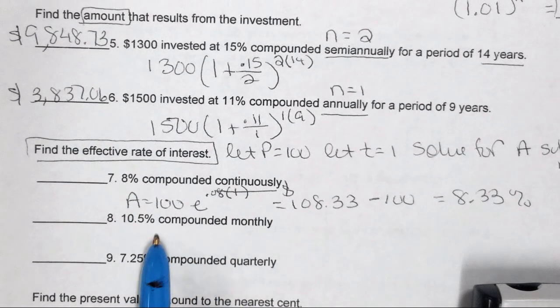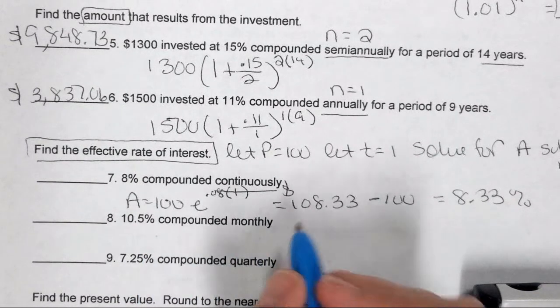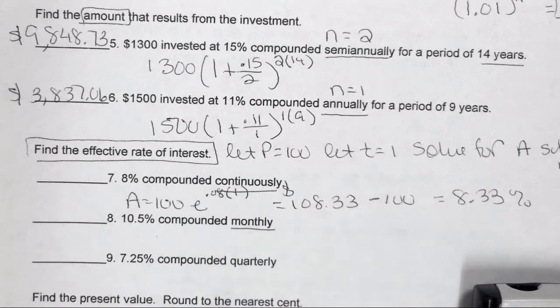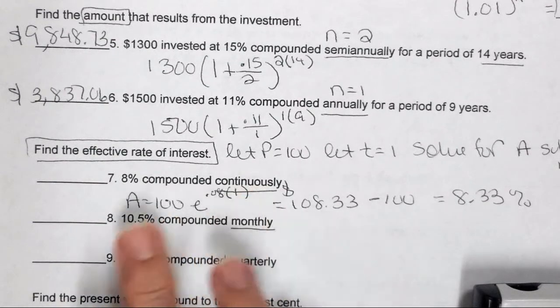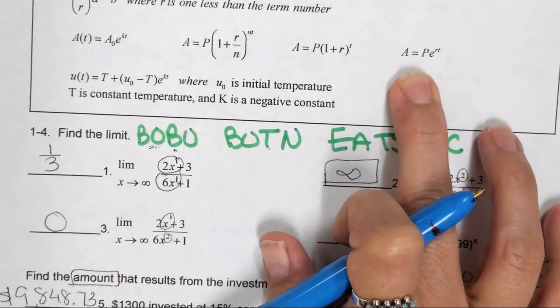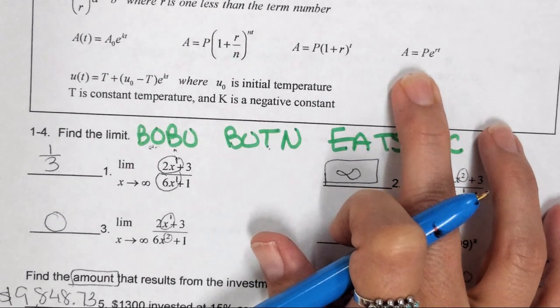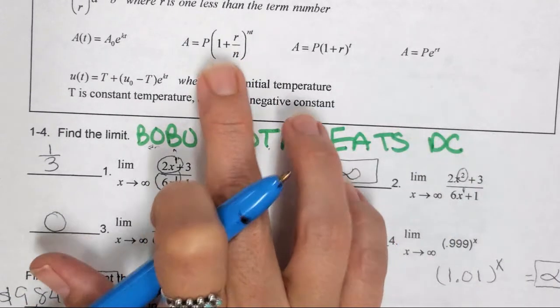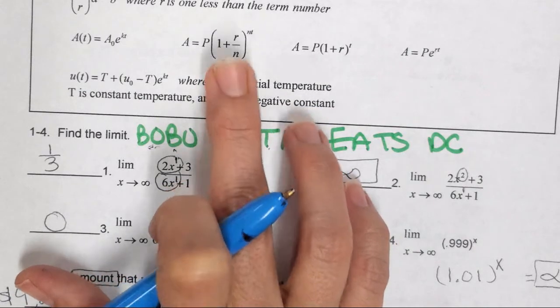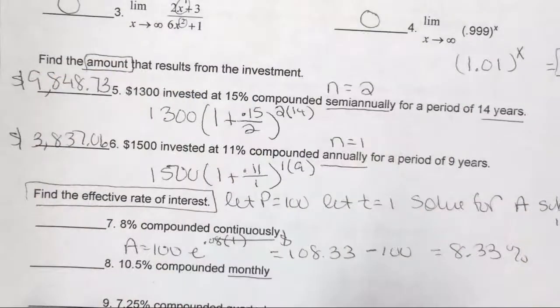Number 8 is going to work the same way, except I'm going to use a different formula. This time they say monthly. So the one above it said continuously. That's your PERT equation, this one right here. This problem I'm doing right now, number 8, says monthly. Monthly means I have an N, so I'm going to use this formula. And because it says monthly, N equals 12.